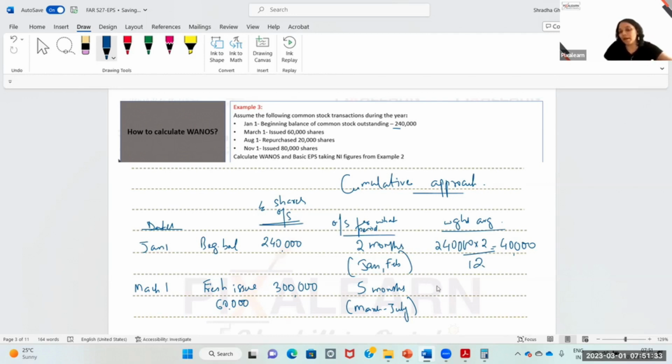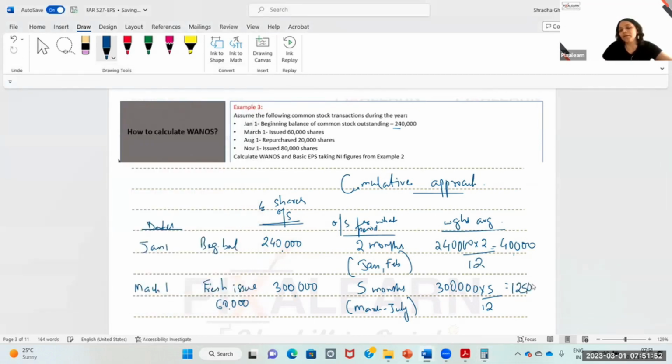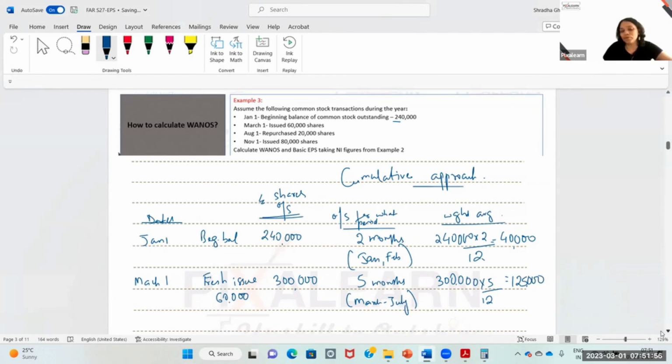So if I take the weighted average, it became 300,000 into 5 by 12, which is 125,000. Is this making sense, guys? Everybody? I'm taking a cumulative approach.